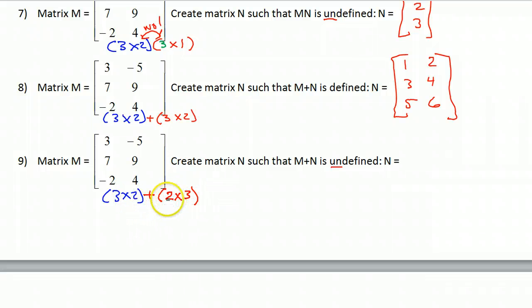Just don't get confused with multiplication. If this were multiplication, it would work. Look, the inner dimensions are the same, yay. But for addition and subtraction, that's not good enough. They have to be exactly the same.